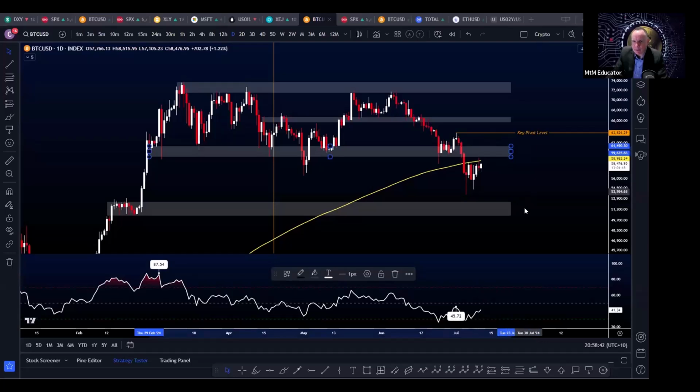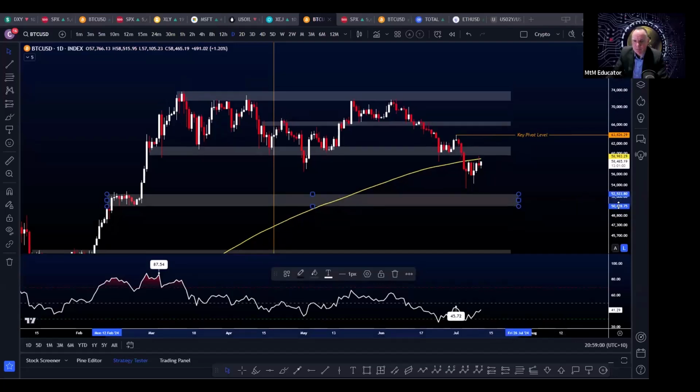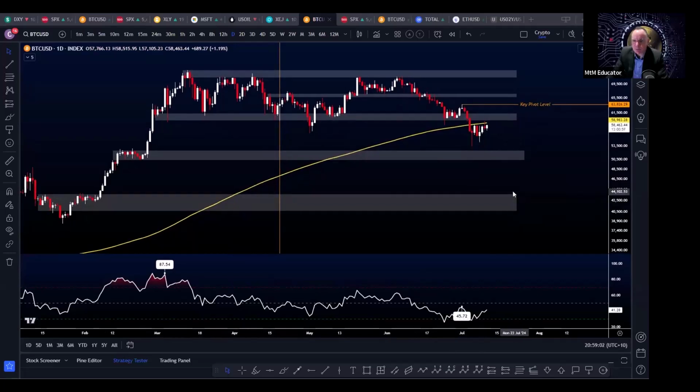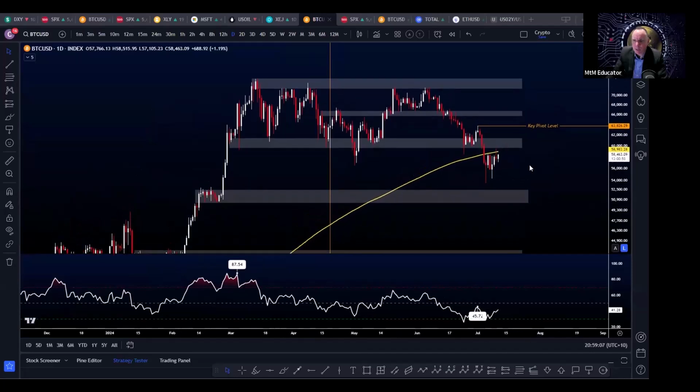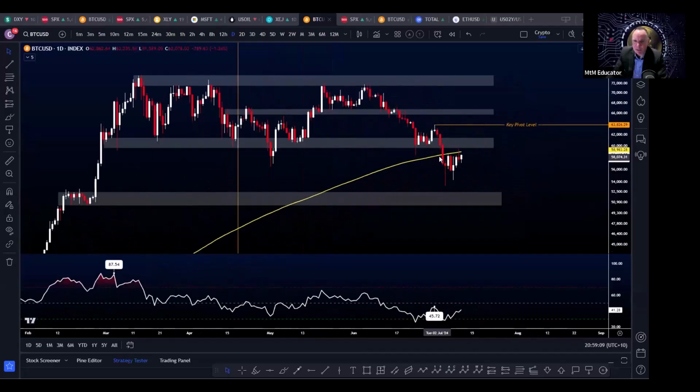another leg down. The next level of support sits between 50.4 and 52.5K. That would be the next target if we put in a lower high and we head down for one more push. Below that, the next big target is between 40 and 44K. I personally have deployed some of my dry powder and bought at this range, but I am keeping a bit in reserve in case we tap this.